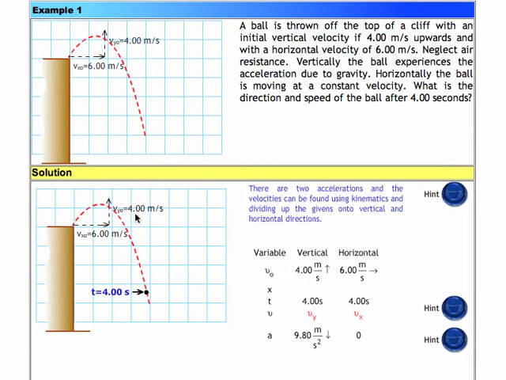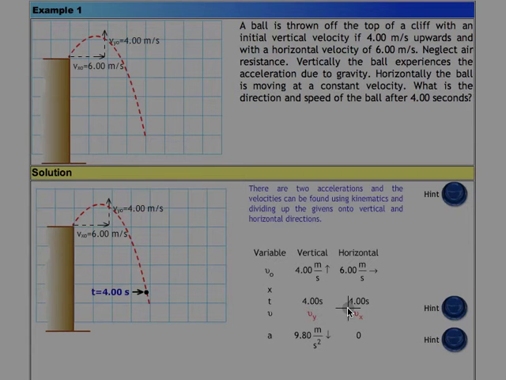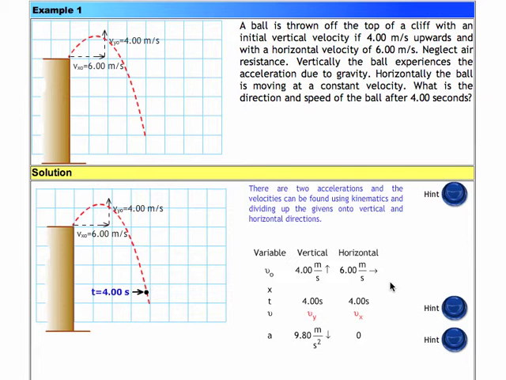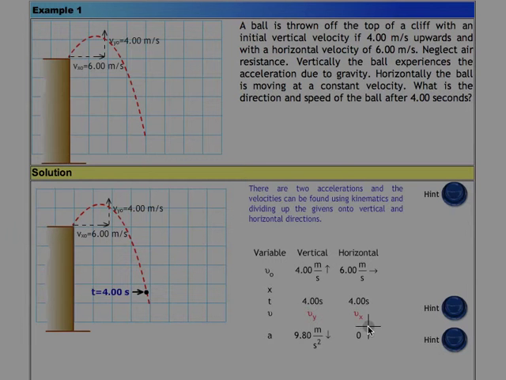Vertically, I know the initial velocity is 4 meters per second and it's going upwards, so that'll be positive in our formulas. Time is 4 seconds. Acceleration is 9.8 meters per second squared going down, which will make it negative. Horizontally, I've got 6 meters per second, 4 seconds, and 0. What I also have horizontally is the fact that this velocity vx naught is the same as this velocity vx. I already know that because the acceleration down here is 0, which means there's no change in the velocity. That's what that number tells us.